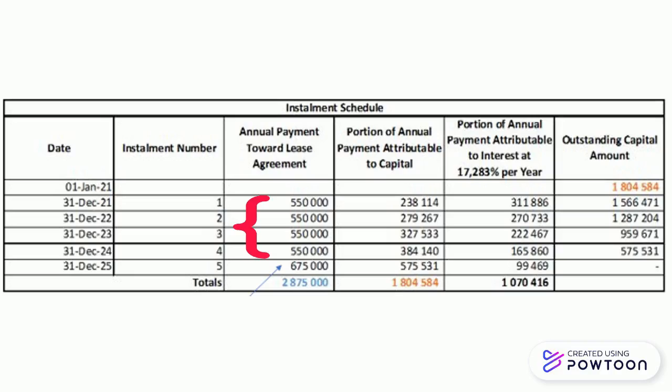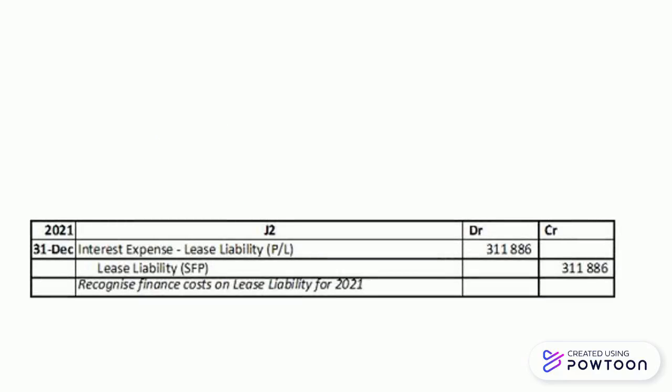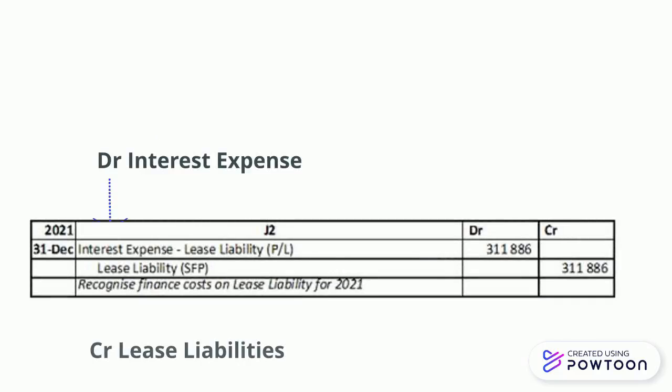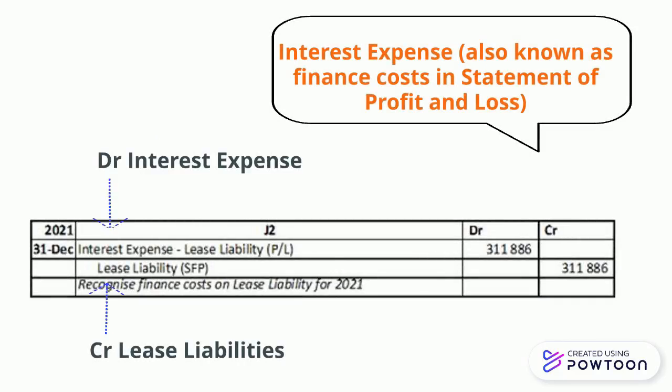Take note that the amount of $550,000 will remain constant for the first 4 years of the contract, and for the fifth year, an additional $150,000 will be added to the principal amount. Finance costs of $311,886 on lease liabilities.